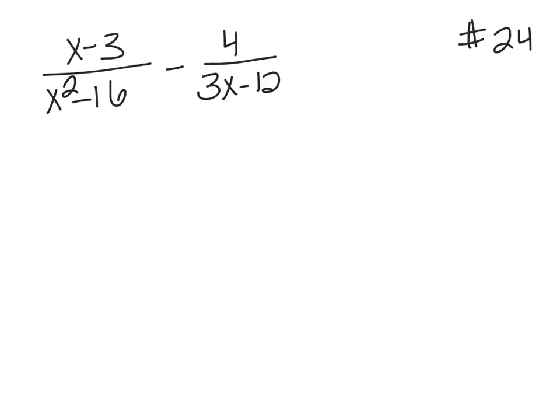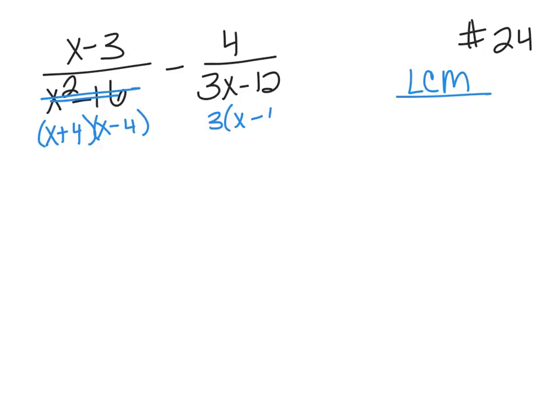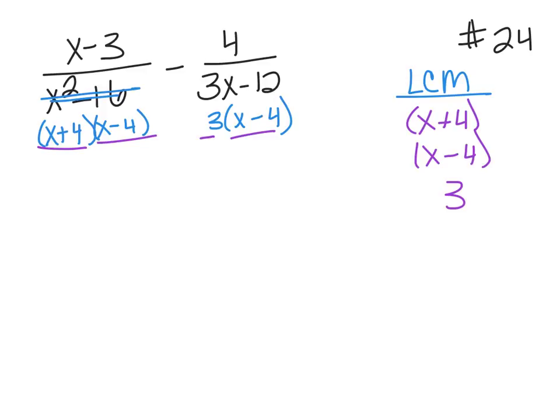Last problem here. We're going to subtract these two, and I need a least common multiple. So I'm going to factor this. Difference of two perfect squares, x plus 4, x minus 4. So I'm going to cross that off and use the factored version. This one, I can factor out a 3, and I'm left with an x minus 4. So my least common multiple is I need an x plus 4, an x minus 4, a 3, and I already have an x minus 4.